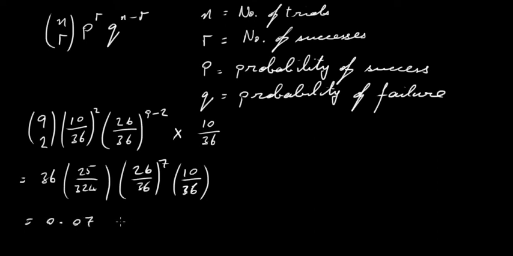908 44 1909 and so on. So that's our answer. This is the probability of getting 2 wins in the first 9 and then a win on the 10th throw.